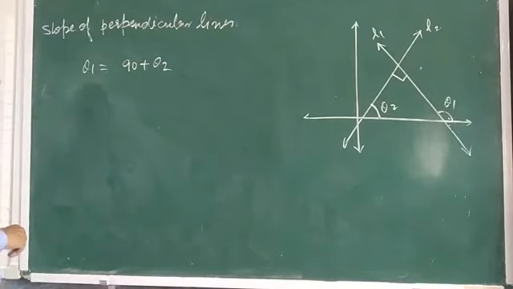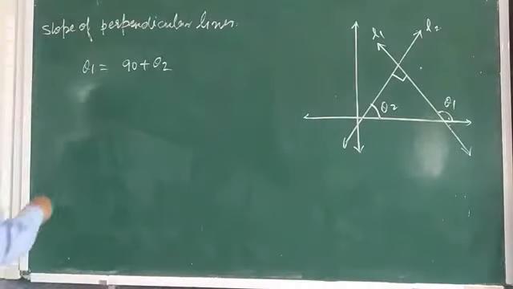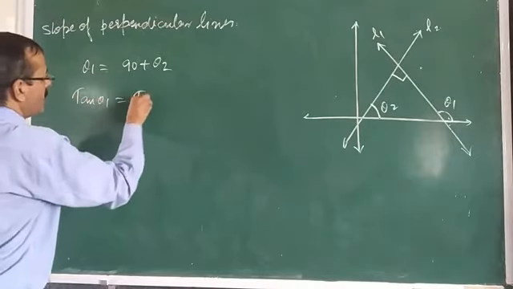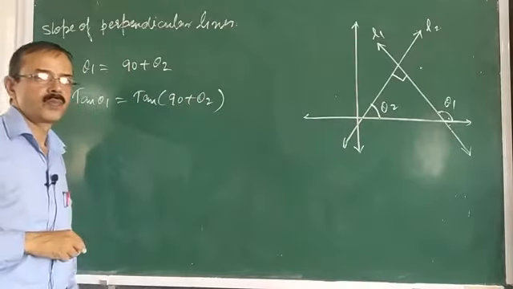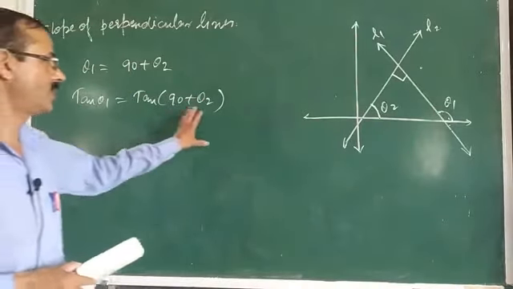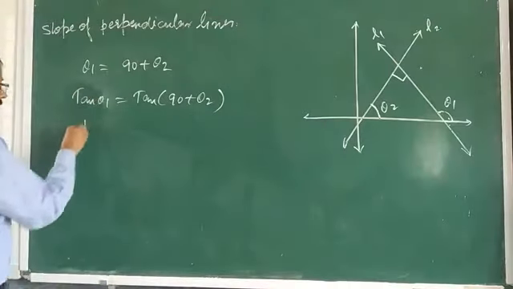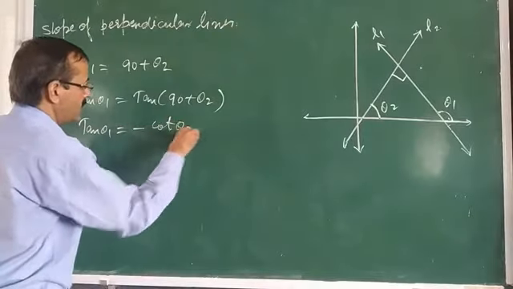Okay, theta 1 is equal to 90 plus theta 2. Now take tan both sides. Tan theta 1 is equal to tan(90 plus theta 2). And as you know, tan(90 plus theta) is equal to minus cot theta. So this will be tan theta 1 is equal to minus cot theta 2.